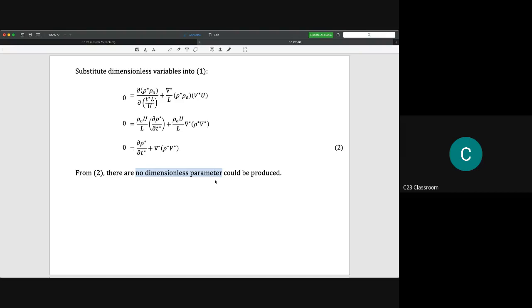So we conclude that no dimensionless parameter can be produced. That's why, if you look back at my first notes about the dimensionless parameters, we have a lot of common parameters used for flow in pipes, open channels, and the Mach number for compressible flow and so on, but none of them can be used for evaluating the flow rate, because the parameters in the continuity equation are not enough to create a dimensionless parameter.